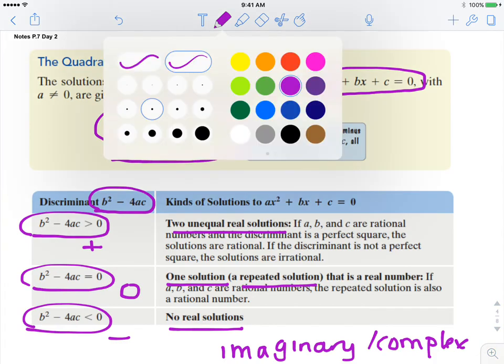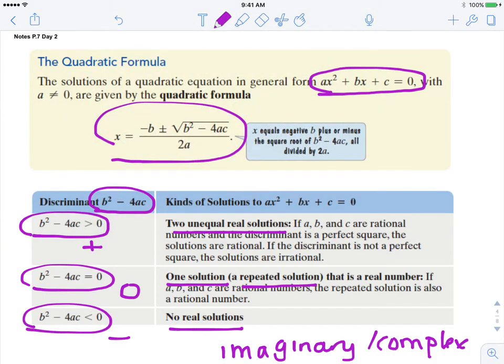Where is the discriminant in the quadratic formula? It's underneath the radical, that square root. It's the radicand.